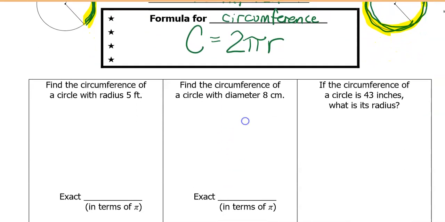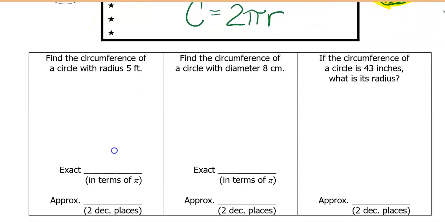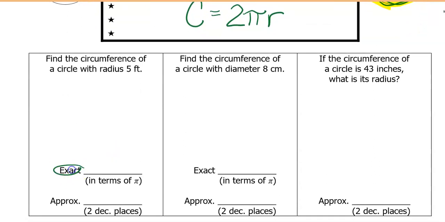Below are a few examples practicing with circumference, not thinking about arc length, just thinking about the full pizza all the way around. The circumference of a circle with radius of 5 feet: we're going to answer this in two ways. We're going to give the exact answer, or you might say in terms of pi. We're also going to give an approximation rounded to 2 decimal places. We'll talk about what that means in just a minute. Circumference equals 2 pi times the radius.